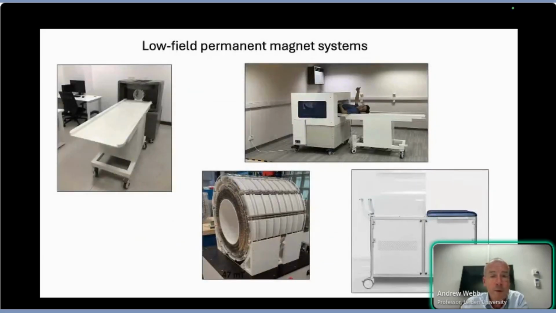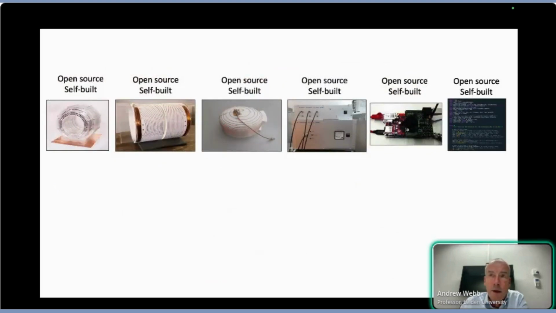So, low field permanent magnet systems: there's one in the top left from Ziyong Yang's group in China. Ed Wu, you can see, has the first whole body system, and then there are some of the Halbach systems that we have in the lower right-hand side. These are the kind of systems I'm going to talk about. A lot of the components of those systems can be built locally, and almost all of these are open source. So the plans for these are available.